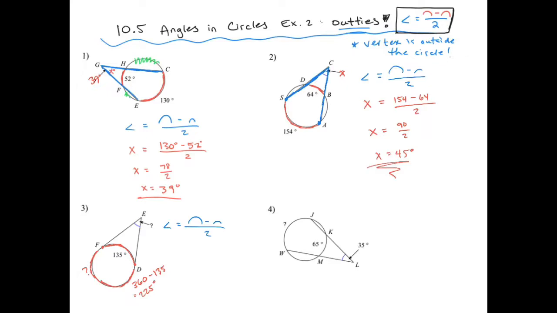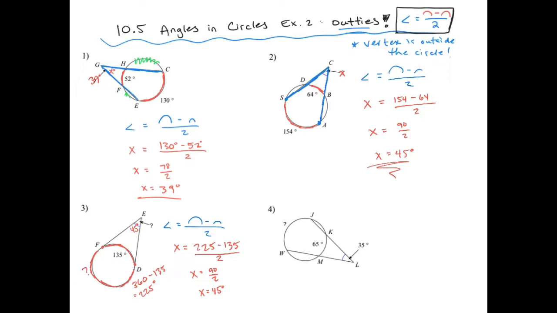So I don't know my angle, it's unknown. I know that my big arc is 225 and my little arc is 135, and divided by 2. So 225 minus 135 is 90, and 90 divided by 2 is 45 degrees. So another 45-degree angle.